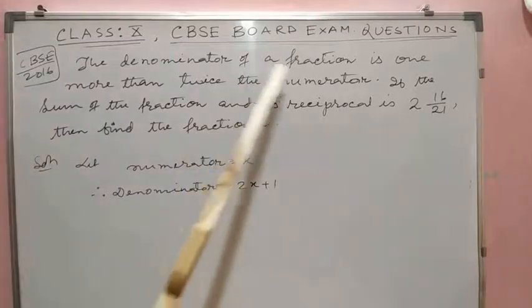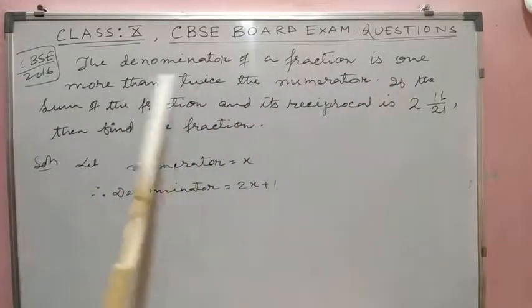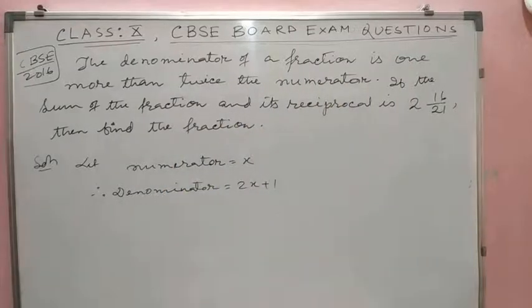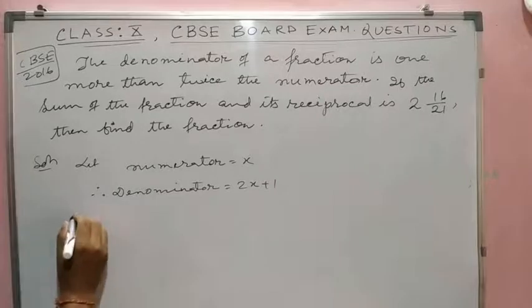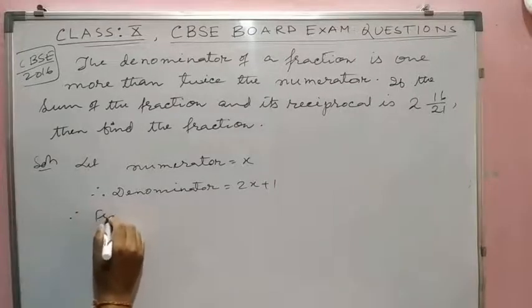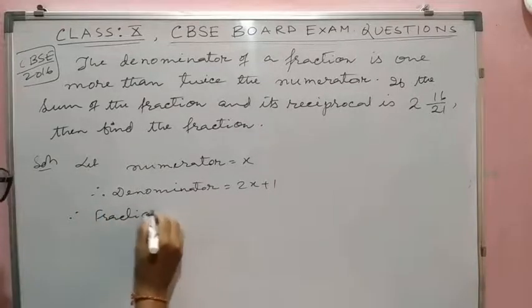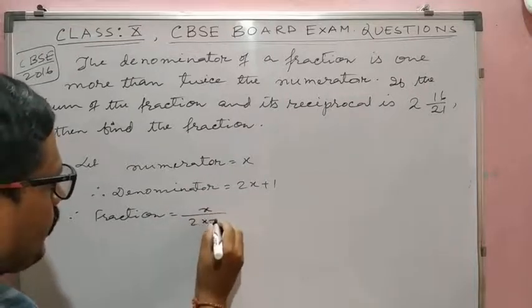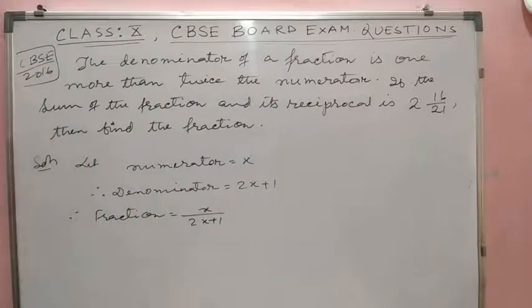Let the numerator be x, so the denominator is 1 more than twice the numerator. That is 2 into x plus 1, which is 2x plus 1. Therefore the fraction is x by 2x plus 1. Hence the fraction will be x by 2x plus 1.